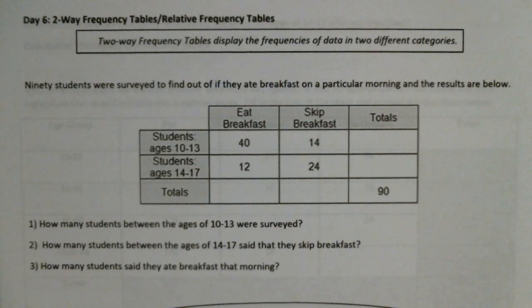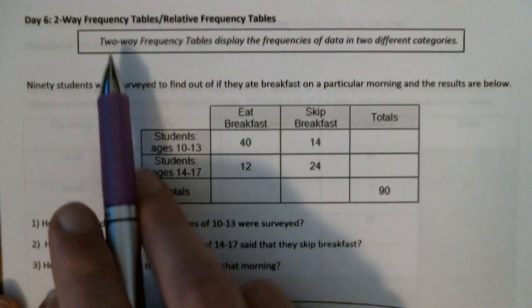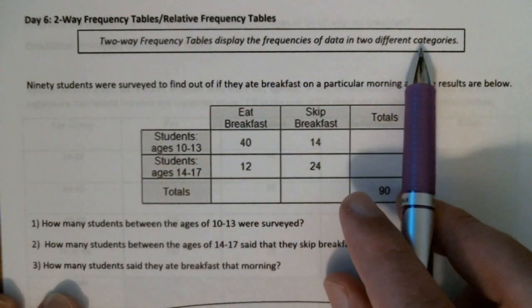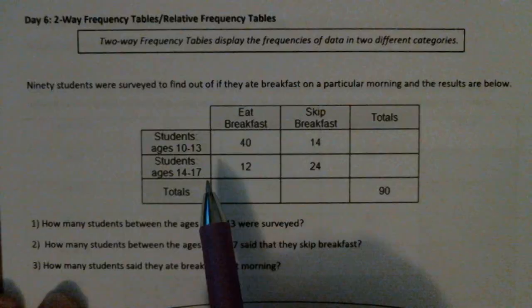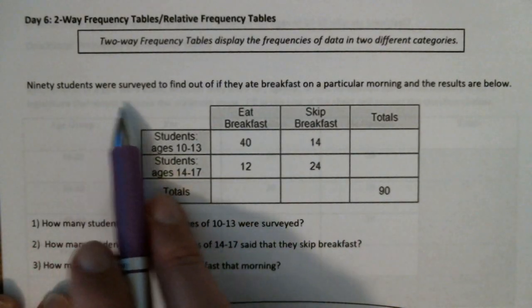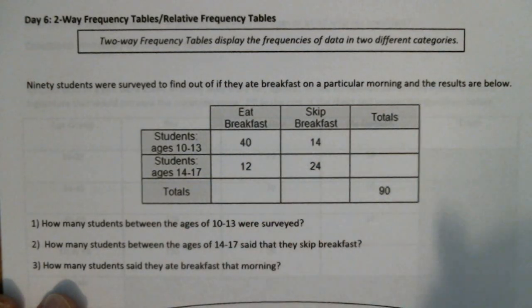So the last thing that we're going to learn about in the probability unit is two-way frequency tables, or relative frequency tables, when we have data in columns and rows, figuring out what the probability of different things are. So it says up here at the top, two-way frequency tables display the frequencies of data in two different categories, okay, rows and columns. This first example here, we've got 90 students who were surveyed to find out whether or not they ate breakfast on a particular morning, and the results are below.